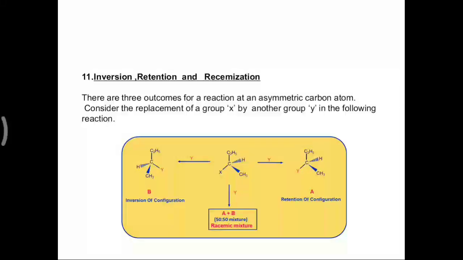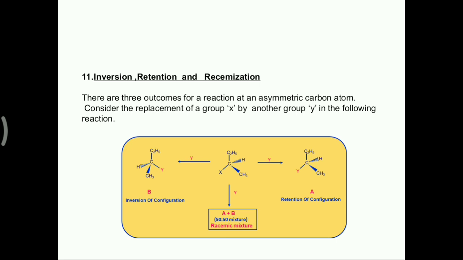Inversion, retention and racemization. Consider the following example. The carbon atom at the center is an asymmetric carbon atom. This particular molecule is undergoing a nucleophilic substitution reaction. There are three outcomes for this reaction. Either you can get product A, or you can get product B, or you can get a mixture of A and B. What is the importance of product A? The configuration is retained over there. But in product B, the configuration is completely inverted.